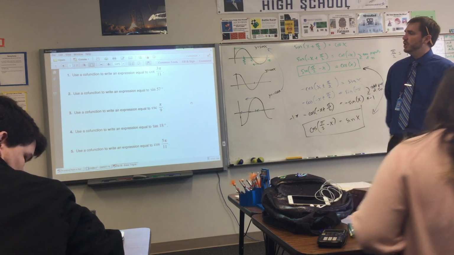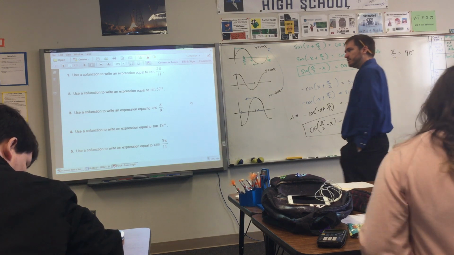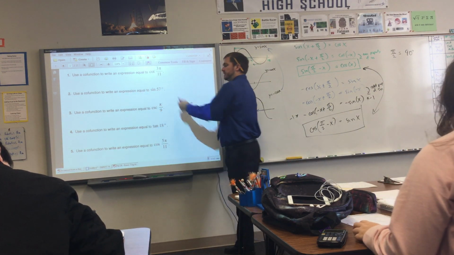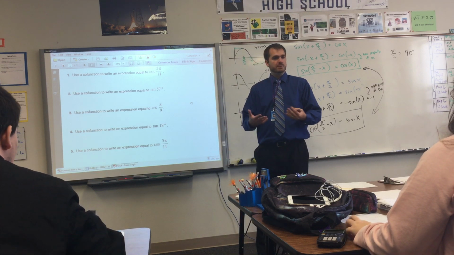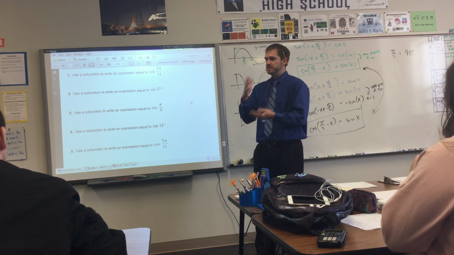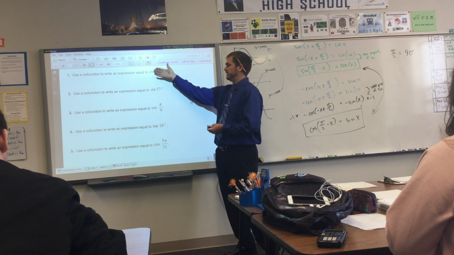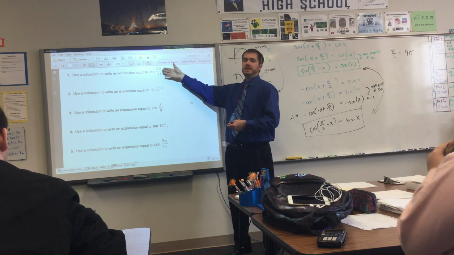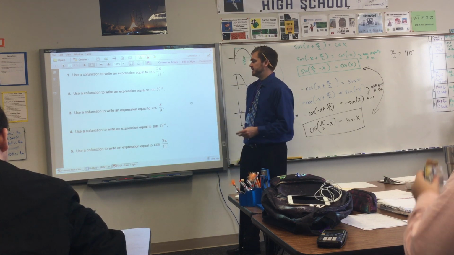So this says, use a cofunction to write an expression equal to sine 57. All right. Well, I like the degrees because I'm comfortable with degrees. I'm familiar with the numbers, like 57. Fractions kind of get me off balance. Then you put pi's in there, and I'm totally upside down.